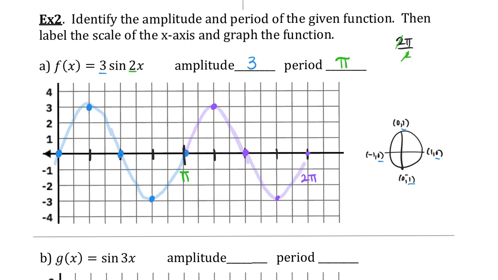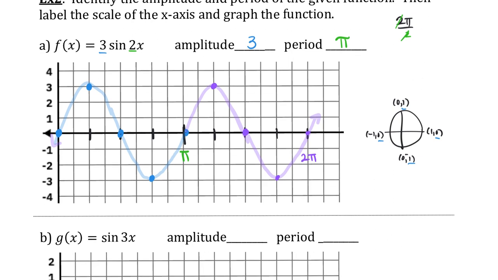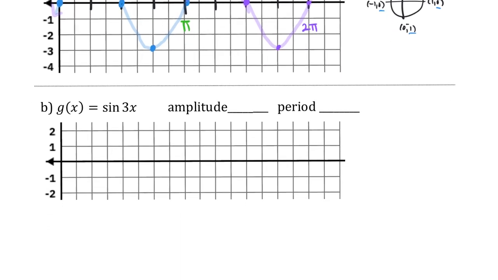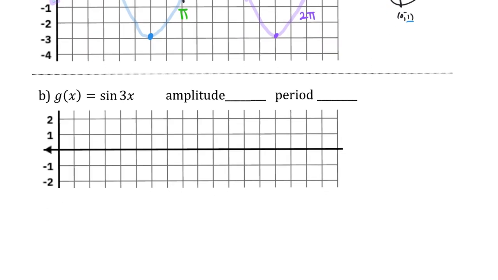Okay, I graphed 2 periods of my graph, and then I'm going to put arrows at the ends because we know that this graph continues. Okay, let's try the next one. It's the same idea. We can graph the graph and we can adjust the period to make it work. Okay, what's the amplitude of this thing? It's 1 because there's no stretch. What's the period? It's 2 pi divided by 3, which is a fraction, but I promise it won't be that bad.